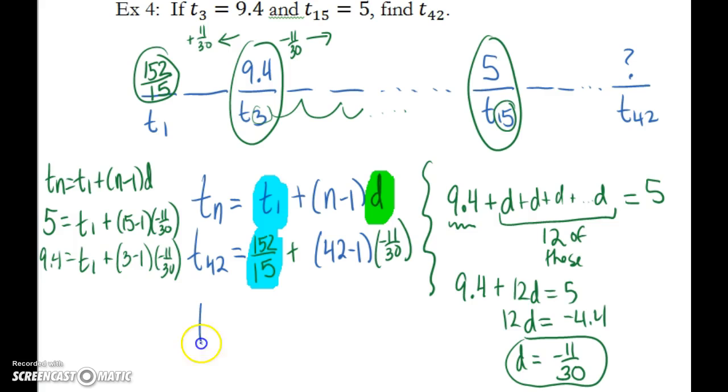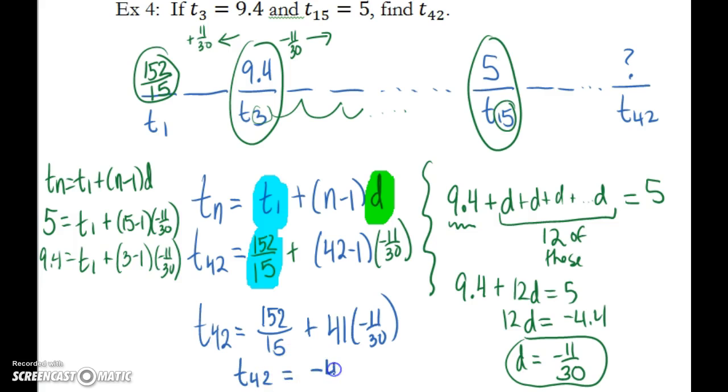All right, so now we want to find our 42nd term. We have enough information in our formula. It's a matter of just letting our calculator do the work. So this is 41 times a negative 11/30. So 152/15 plus 41 times negative 11/30. And you should probably follow along on your own calculator just to make sure that you are getting the same answer as I am. And I'm getting my 42nd term to be negative 4.9.